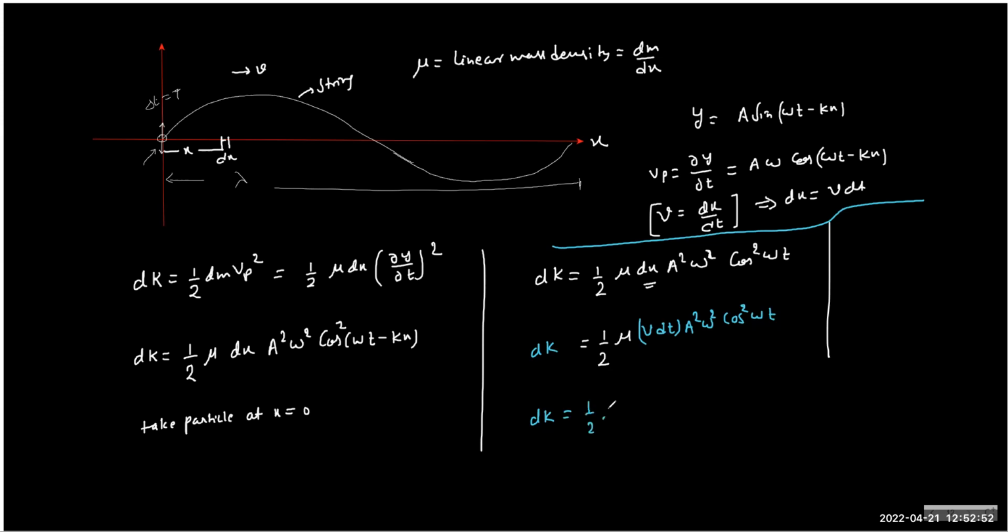So this turns out to be half mu a square omega square into v, and we have cos square omega t into dt. So what we are trying to understand is the energy on average. What is the average energy received? This is the power basically. This is also a nice equation. Just remember the equation I'm writing on the next page.